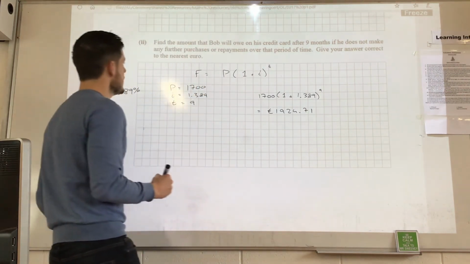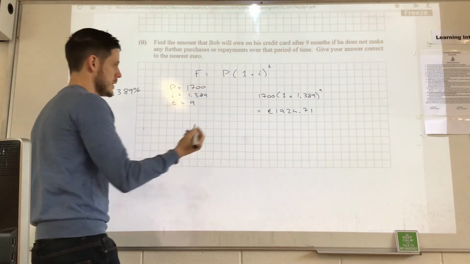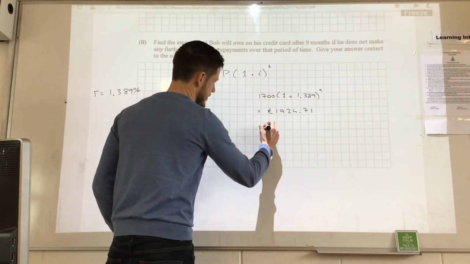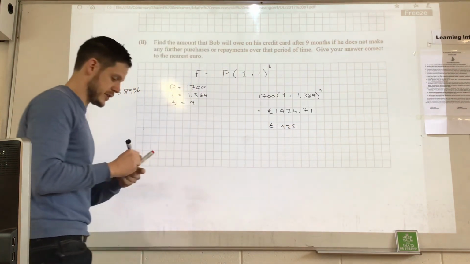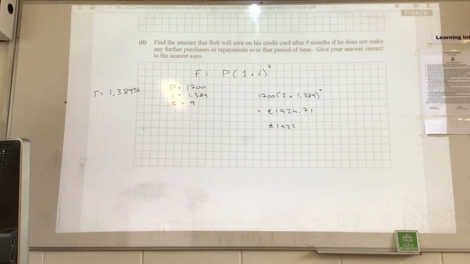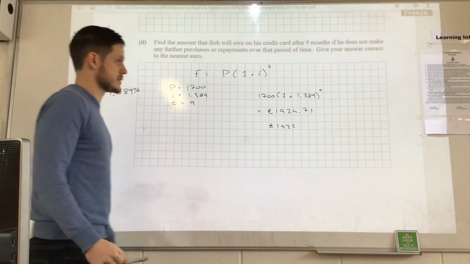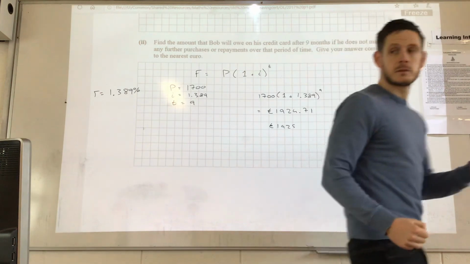Right. Give your correct answer correct to the nearest euro. So for the last mark, we just have to round this to the nearest euro. So it's 1925. So he owes 1925 after those 9 months. Probably a little bit, maths is a little bit easier than part 1, but it's just figuring out that we're using the compound interest formula is probably the hardest part there.